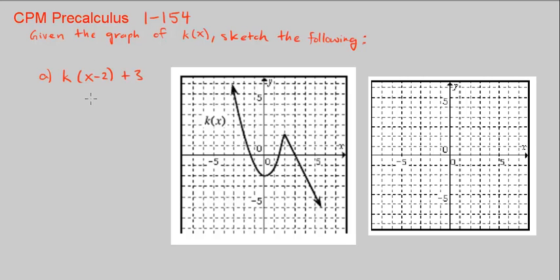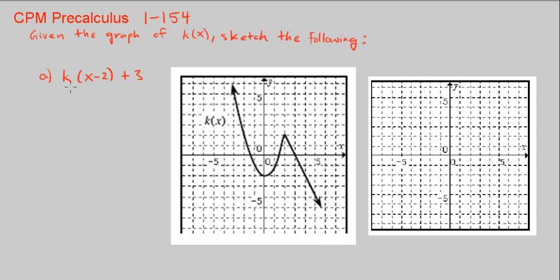This is CPM Precalculus Chapter 1, number 154. Given the graph of k of x, sketch the following. For part A, we're given k of x minus 2 plus 3.